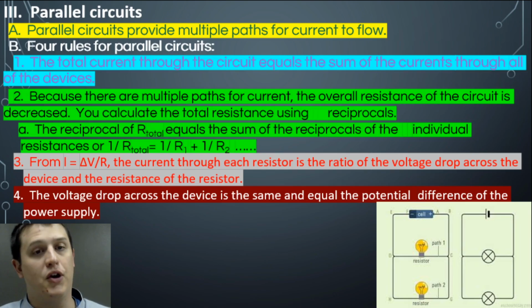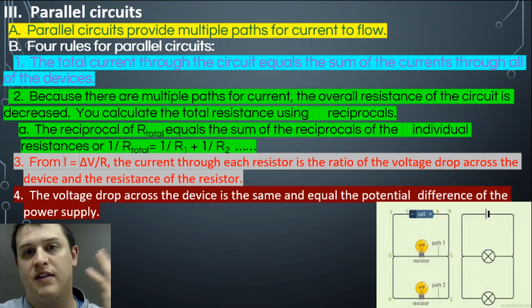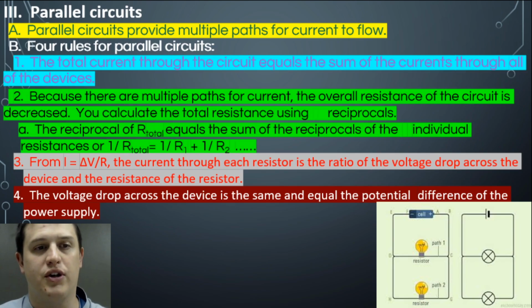Parallel circuits provide multiple paths, so more than one path, 2, 3, 4, 5, 50,000, whatever it is. The total current through the circuit equals the sum of the currents through all of the devices. Okay, same thing here. Because there are multiple paths for current, the overall resistance of the circuit is decreased. You calculate the total resistance using reciprocals.